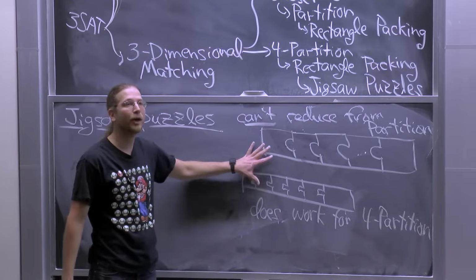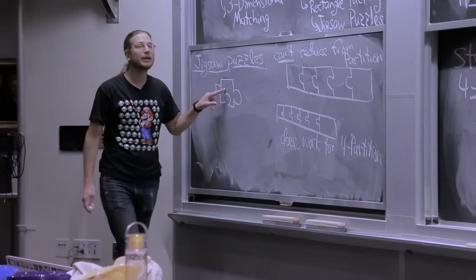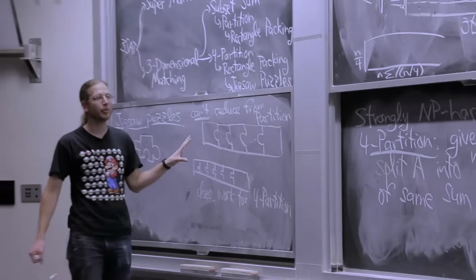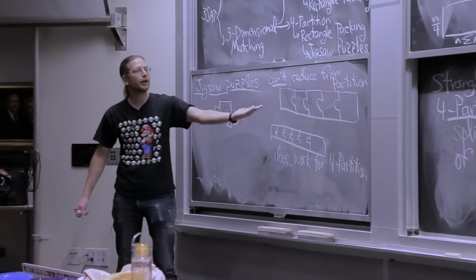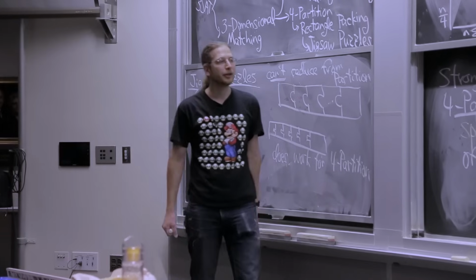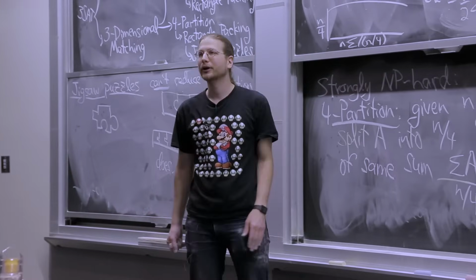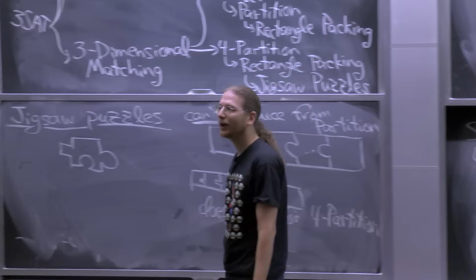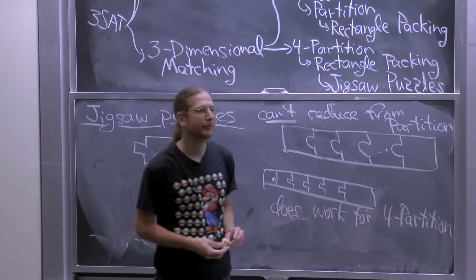Over here, we don't have numbers. We just have these pieces. So whenever you convert from a number problem to a non-number problem, if you're representing the numbers in unary, which is what's going on here, you need strong NP hardness for it to work. Weak NP hardness isn't enough. Then we get jigsaw puzzles, which you know and love, are NP-complete. That's it.